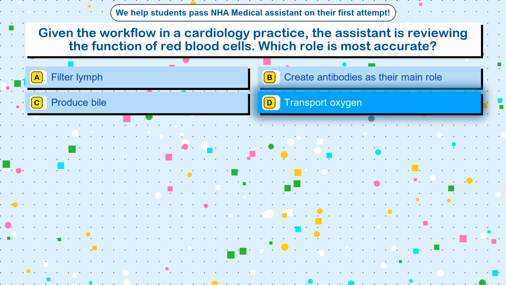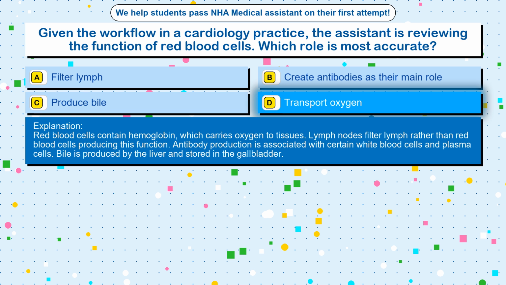Transport oxygen. Red blood cells contain hemoglobin, which carries oxygen to tissues. Lymph nodes filter lymph rather than red blood cells producing this function. Antibody production is associated with certain white blood cells and plasma cells. Bile is produced by the liver and stored in the gallbladder.